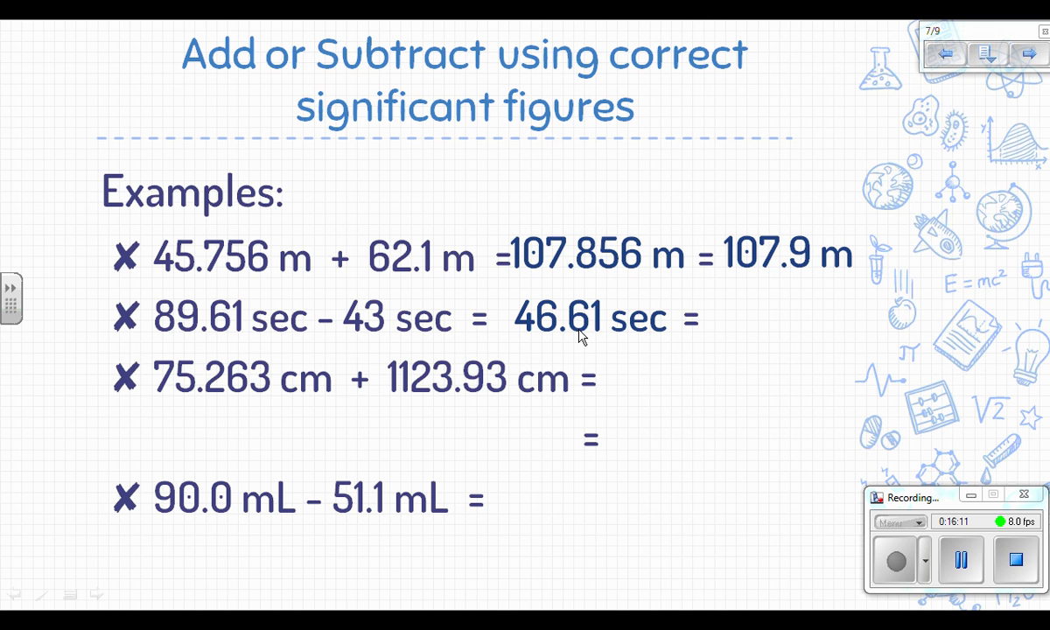It's greater than or equal to 5, so it's going to cause the 6 in front of the decimal to round up. So that will now make this 47.